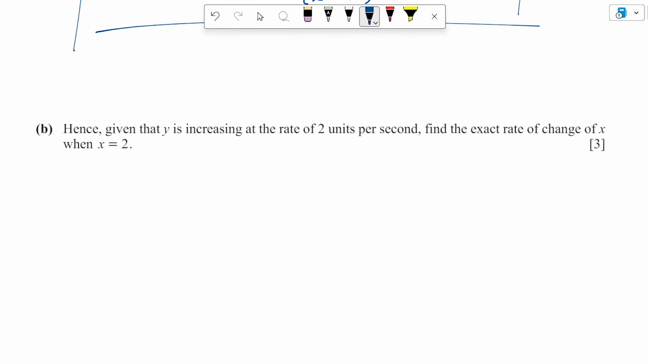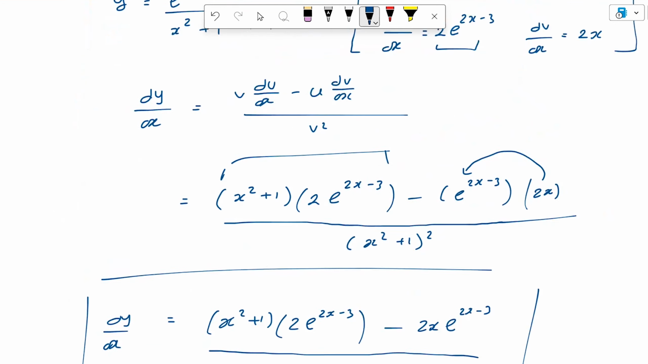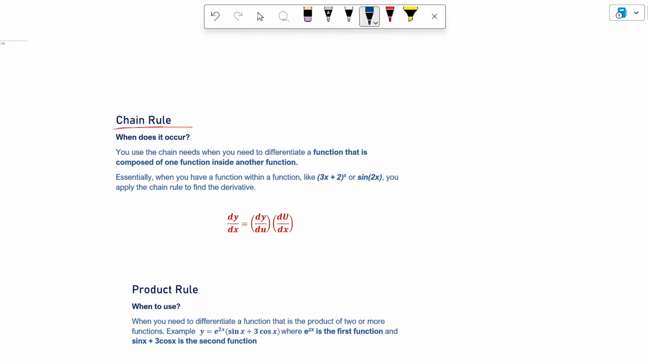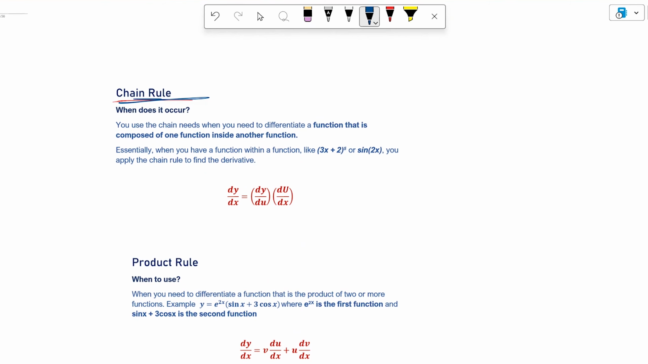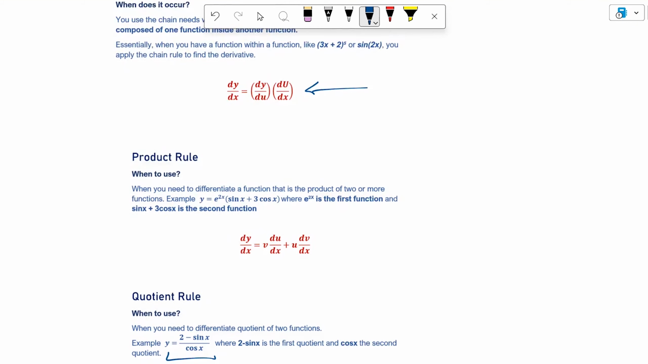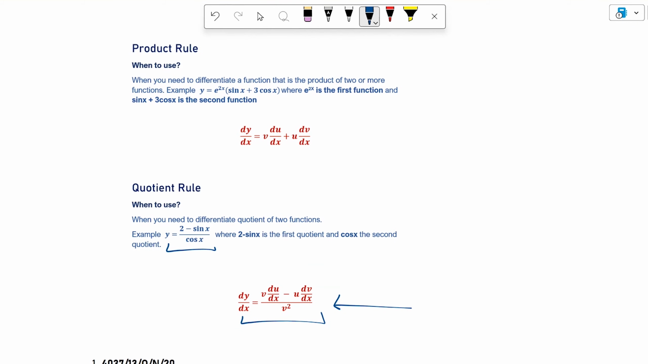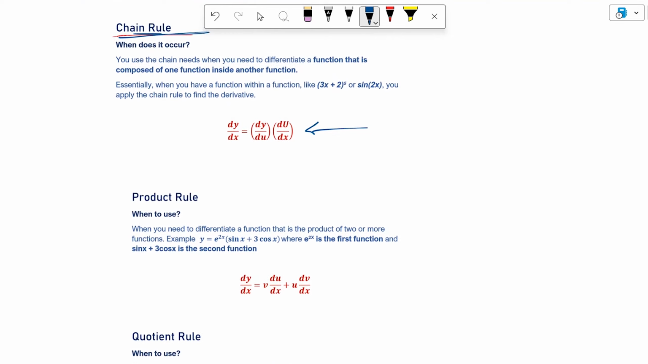Whenever you find a question where they're telling you that something such as y is increasing or decreasing at a rate of 2 units per second, and you also need to find the rate of change of another thing, in this case x, that is in most cases going to be the chain rule. So we're going to use this equation here. The question that we did below was the quotient rule. So now we're going to do the chain rule.